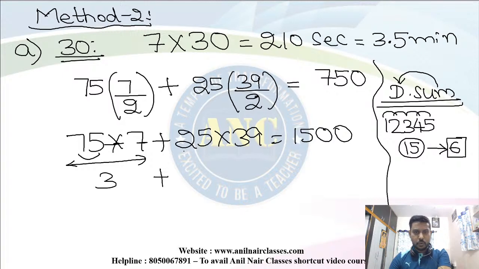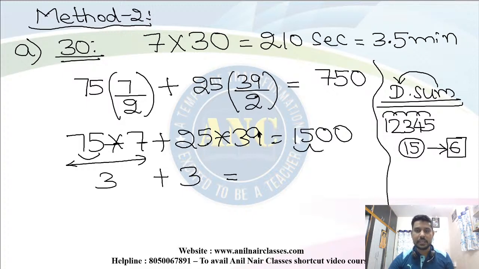Plus 2 plus 5 is 7. 3 plus 9 is 12. 12 digital sum is 2 plus 1, 3 once again. So this is 7. This is 3. 7 into 3 is 21. 21 is 3 once again. So left hand side digital sum is 6. Right hand side digital sum should also be 6.